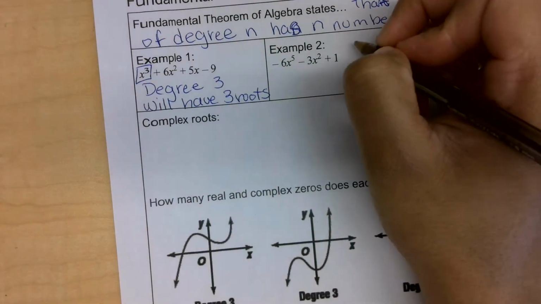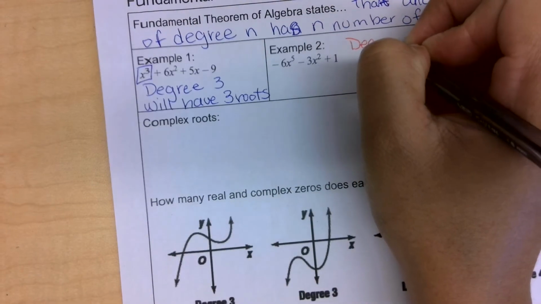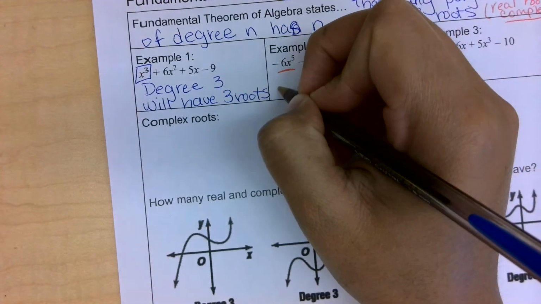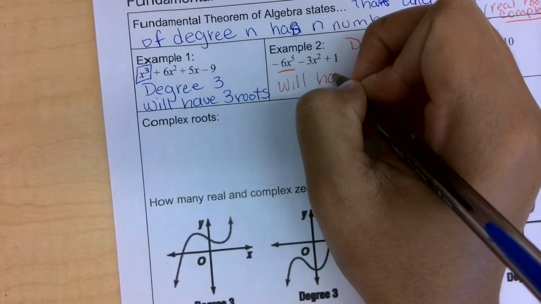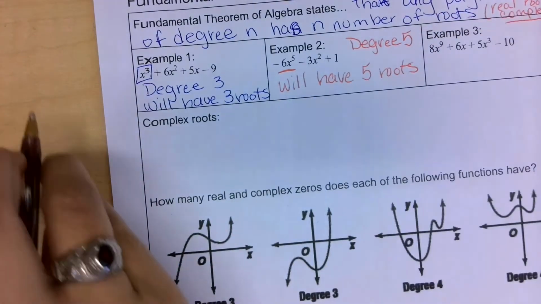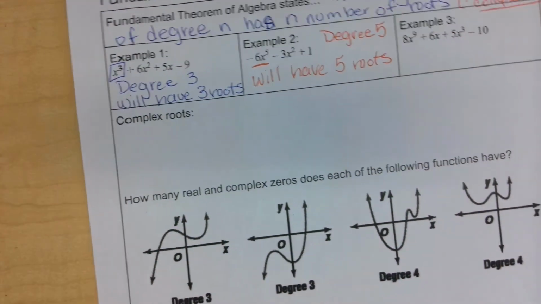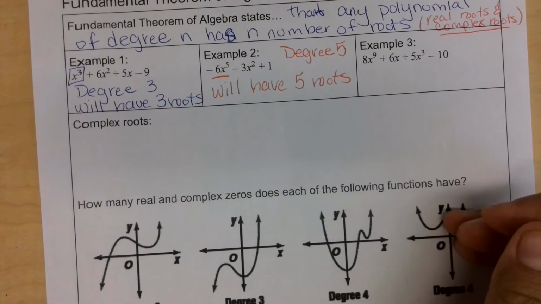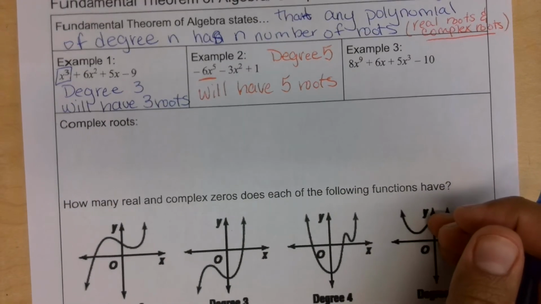All right. Let's do example number 2. The degree on number 2 is the highest exponent. One more time. The highest exponent is 5. So this one will have 5 roots. Okay. And that's pretty much what the theorem says. It's not very complex. It's just kind of straightforward to the point. So go ahead and try example number 3. Pause the video.